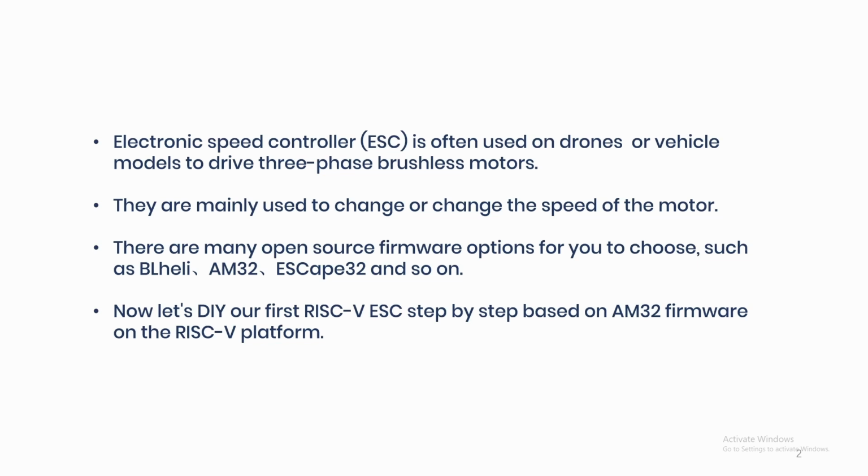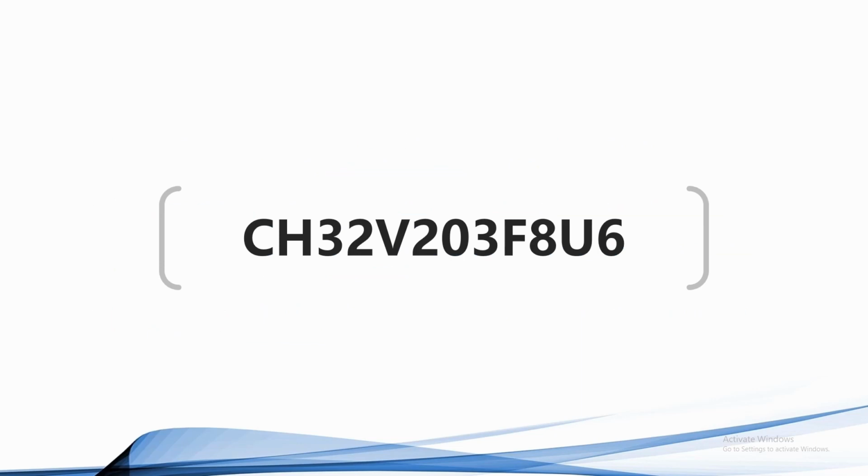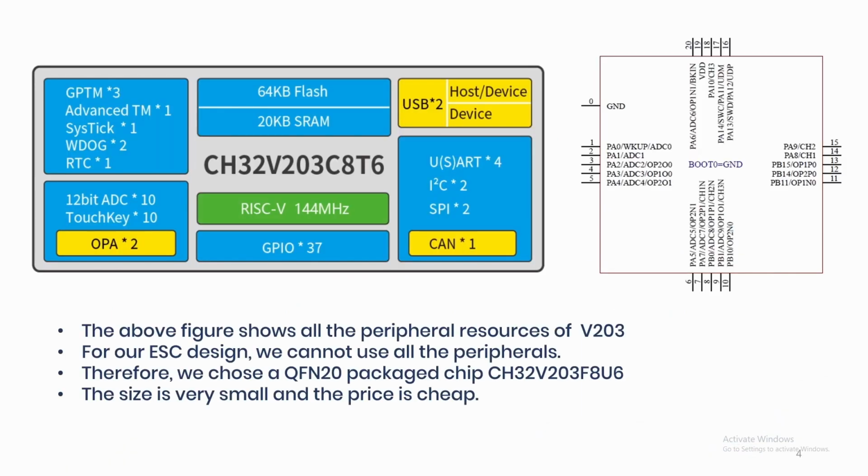So we use them to change the speed and to control the rate of change of speed. And there are many open source firmware solutions, but for this one in particular, we chose AM32. So now let's begin our first RISC-V ESC controller based on AM32 firmware.